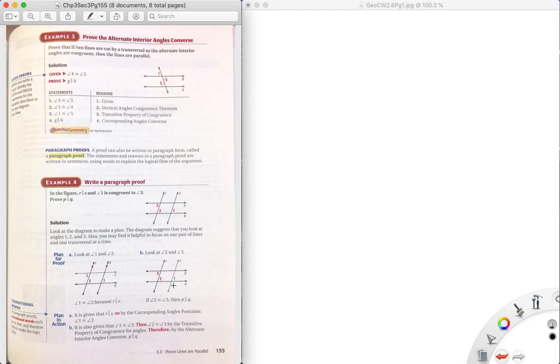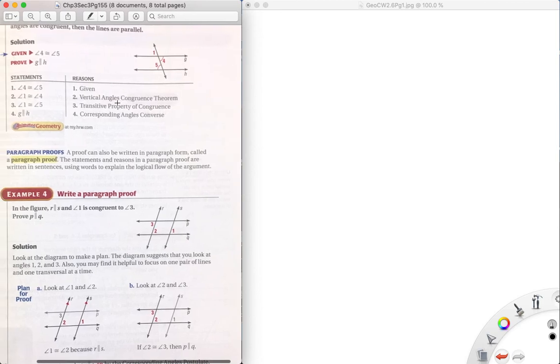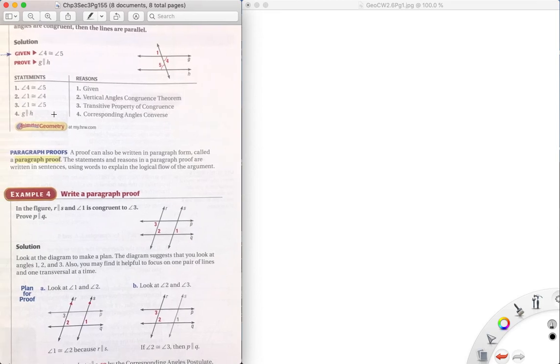Alright, so this is the proof of the alternate interior angles converse. It's a good proof. It's a 4-step proof.